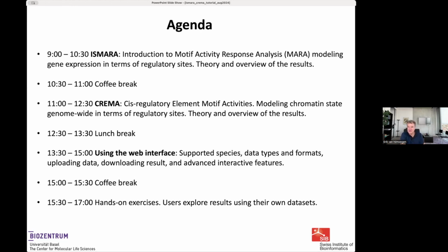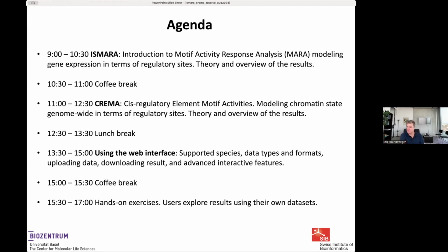After lunch, Mikhail will give a lecture about the actual details of how you use the web interface, what kind of species are supported, what kind of data types, how you upload data or otherwise submit data to the servers, how you interactively use the results, how you can download results, and so on. Then there's a coffee break. And then finally, there are hands-on exercises.